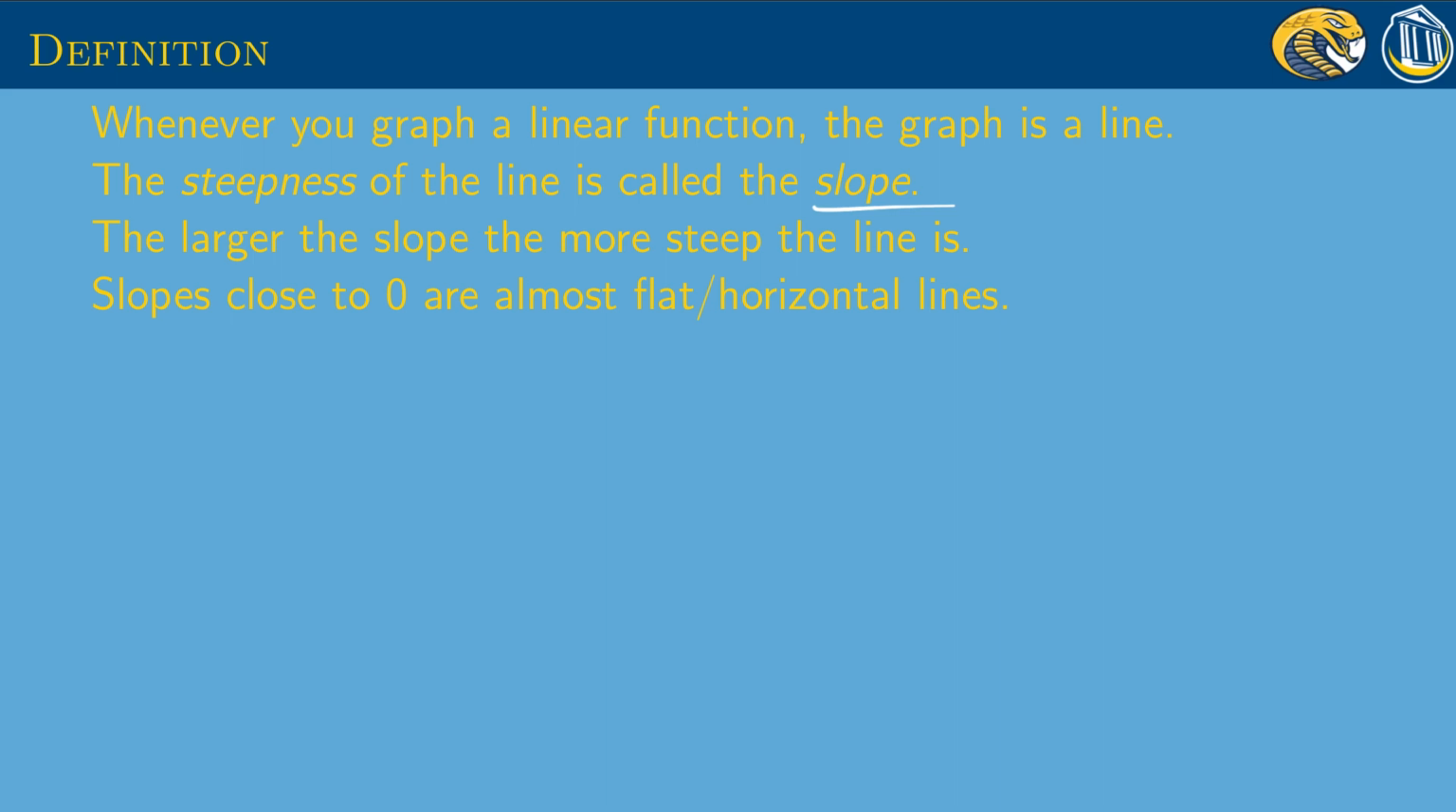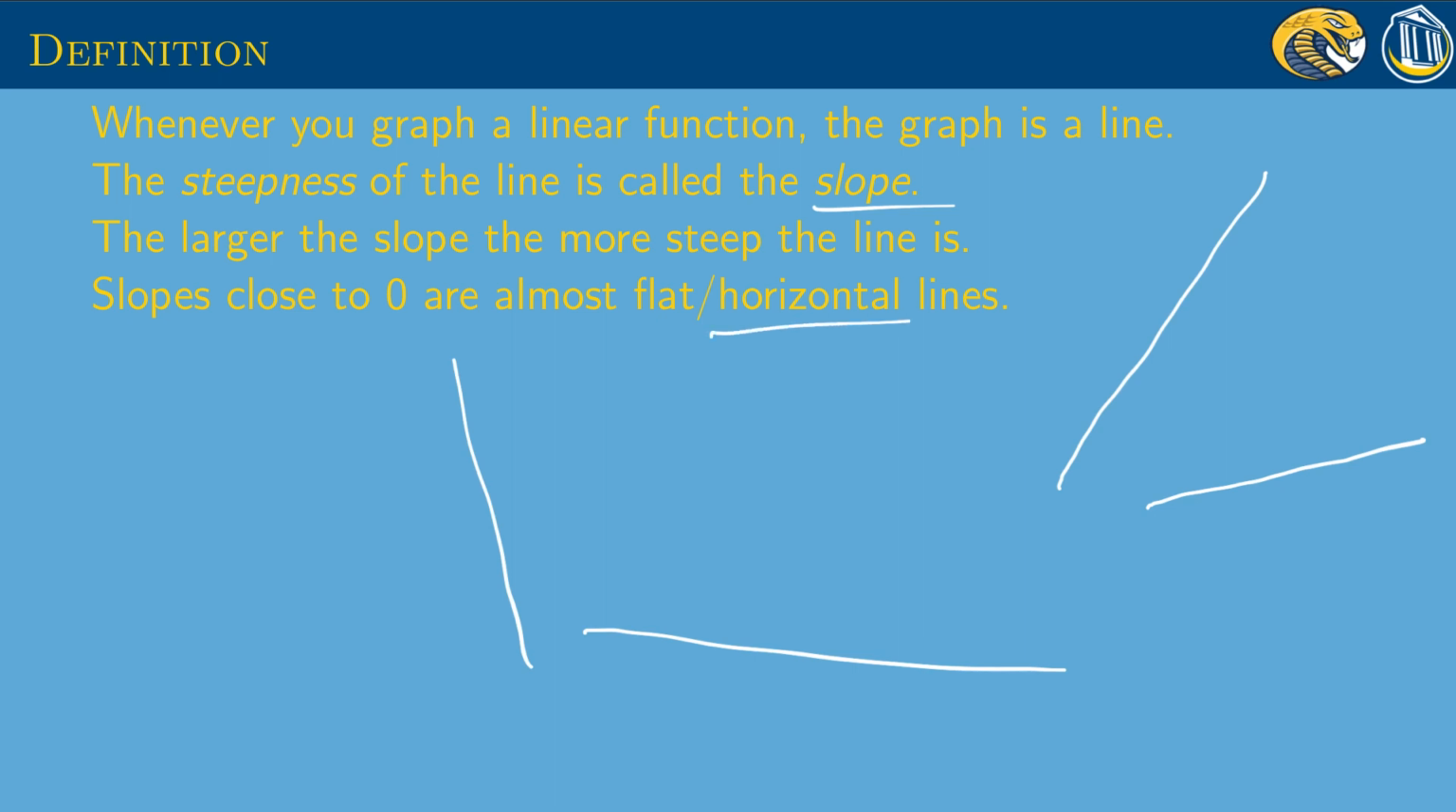That means that this line would have a larger slope than this line because it's steeper, and this line would have a larger slope than this line because it's steeper. Slopes that are close to zero are almost flat, and a slope that is zero will end up being completely horizontal when we graph it.